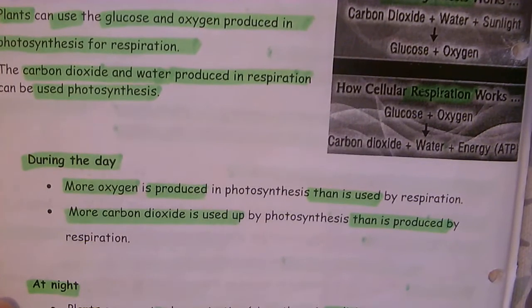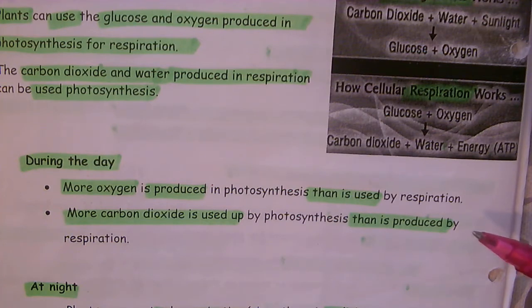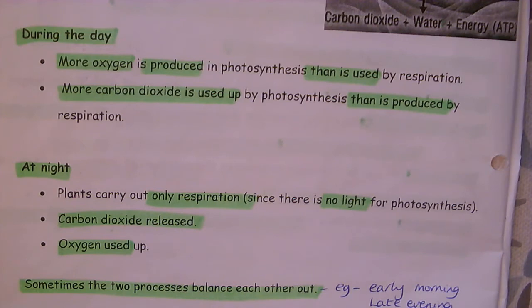So during the daytime, more oxygen is made in photosynthesis than is used by respiration. So you might as well say, during the day, plants generally are giving out oxygen. They're using up more of the carbon dioxide than they're making in respiration. So during the day, plants are taking in carbon dioxide and giving out oxygen. So photosynthesis is the main process during the day when there's plenty of light. If we look at night time, during the night there is no light, so no light means no photosynthesis. So they're only carrying out respiration because without light they cannot photosynthesize. So during the night time they are releasing carbon dioxide and using up oxygen.